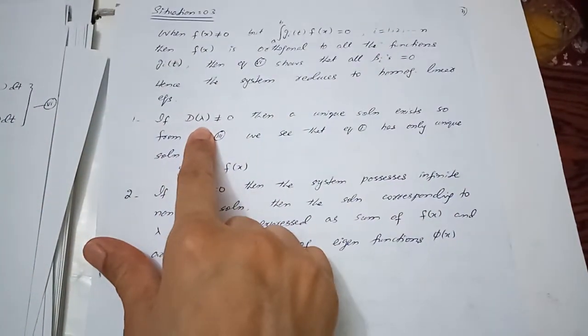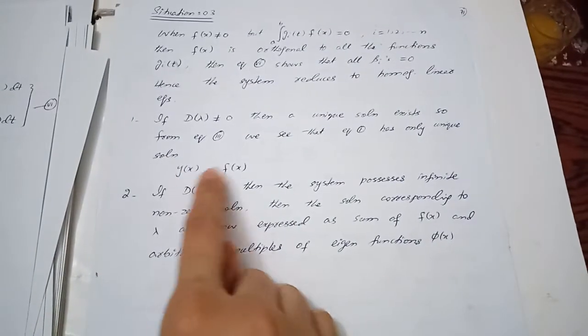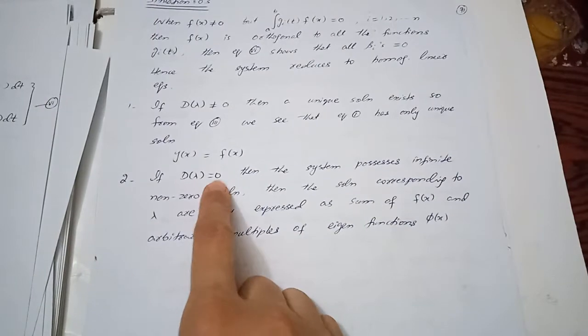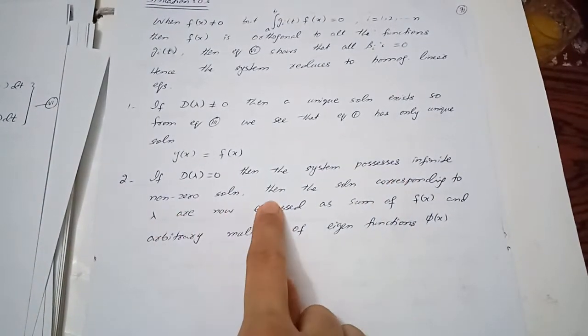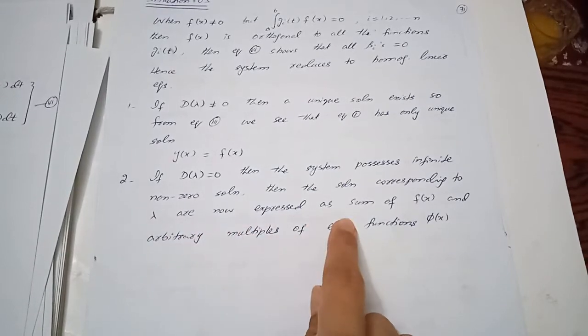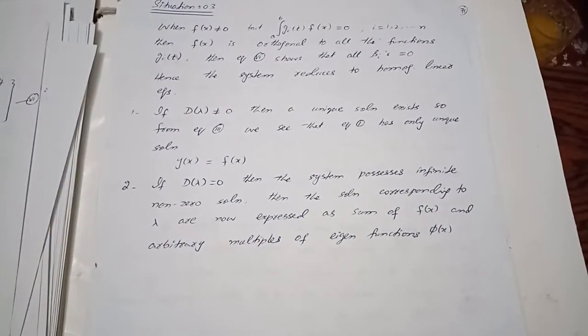If D of lambda is non-zero, then a unique solution exists. So we will see that we get this solution y of x equals f of x. And if D of lambda is 0, then the system possesses infinite non-zero solutions. Then the solutions corresponding to lambda are expressed as the sum of f of x and arbitrary multiples of eigenfunctions phi of x.